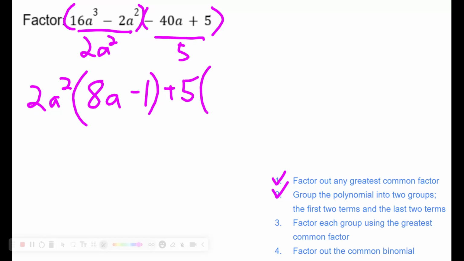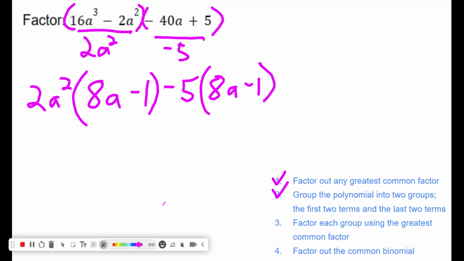Took that from there. Negative 40 divided by 5. Oh, I don't want to do positive there. I want to do negative 5, because the first term that I see is negative, so I'm going to keep that consistent. Negative 40a divided by negative 5 is 8a. 5 divided by negative 5 is negative 1.